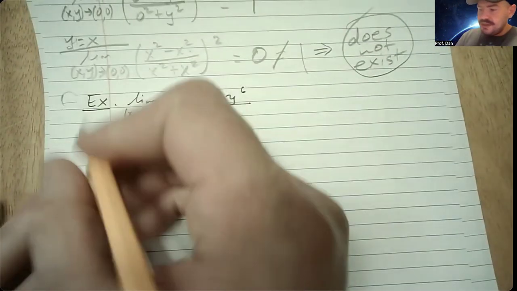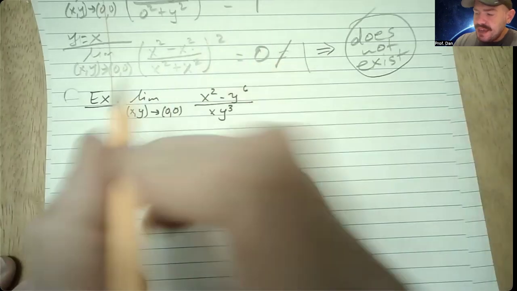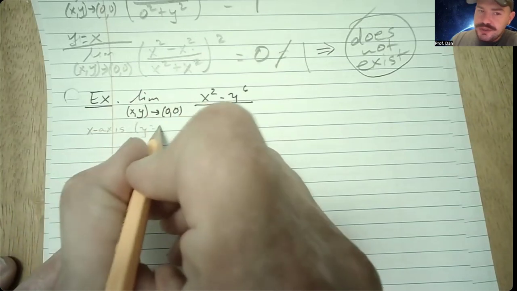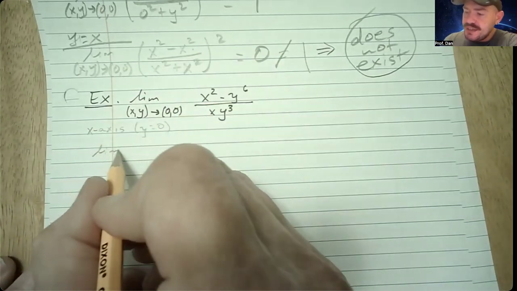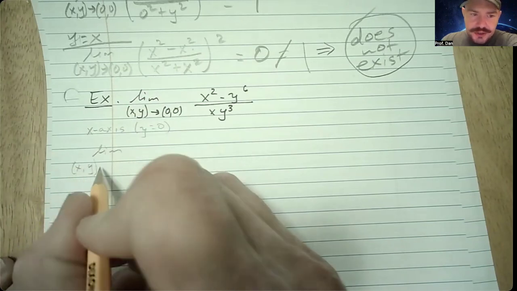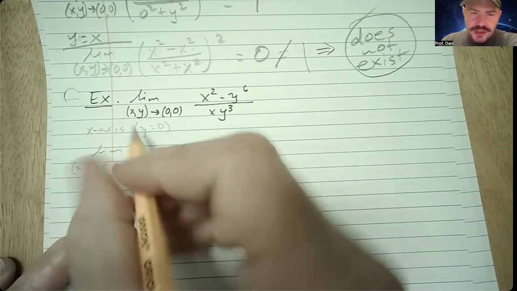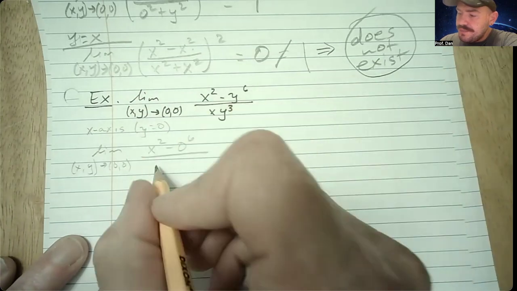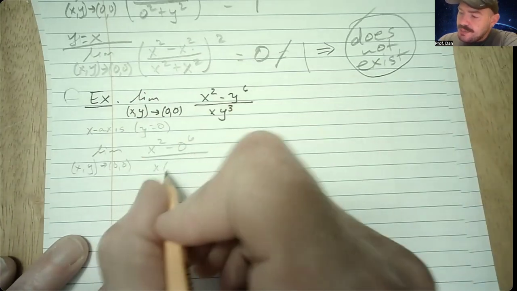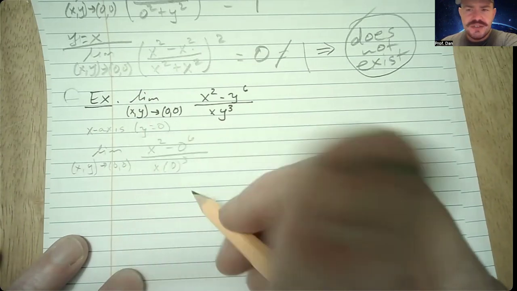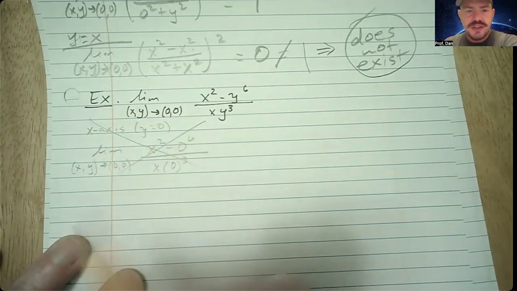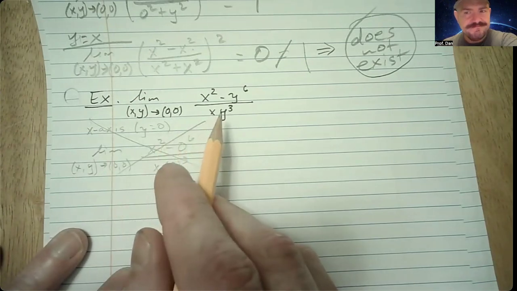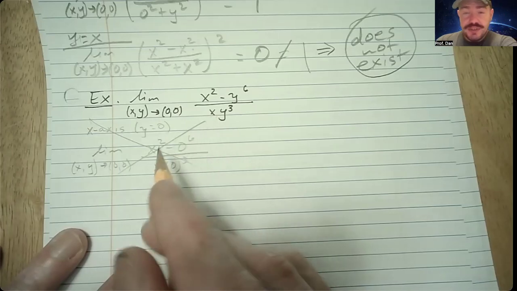So I'm going to start off with my tried and true x-axis, y-axis. So for the x-axis, y's are equal to 0. We would look at the limit as x, y approaches 0, 0 of x squared minus 0 to the 6 over x times 0 cubed. Oh no, I have a 0 in the denominator. Oof, can't do that. Here's another thing. If I were to try y-axis, I'd have the same issue. Right? I'd have 0 in the denominator, and we can't really do anything with that.